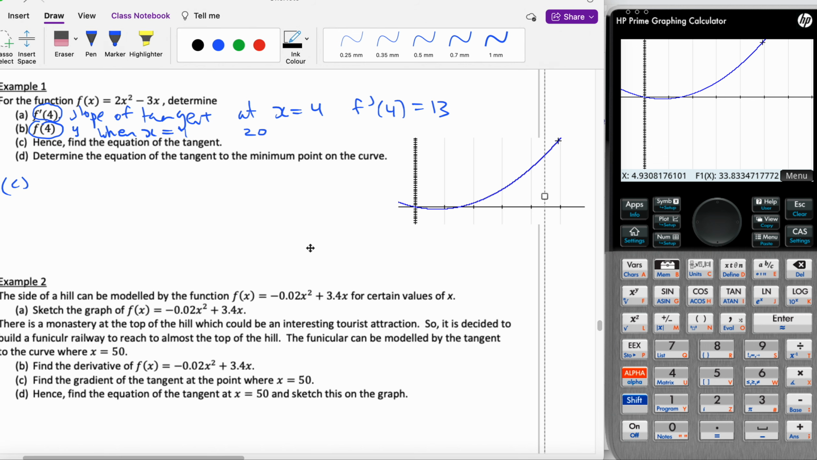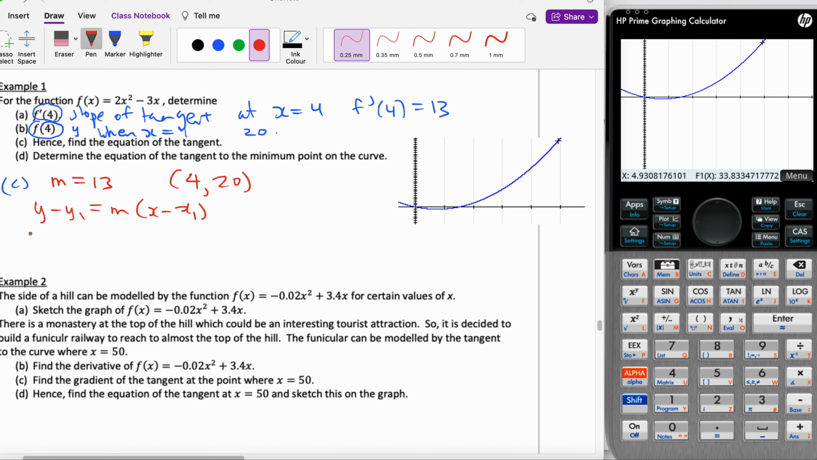And there is our slope somewhere there. Okay, so remember what we have then: our slope is 13 and our point is (4, 20). So now I'm going to use the point slope form. If you don't like this, too bad. No, I'm just joking. Just use your mx plus b, and you should arrive at exactly the same answer.